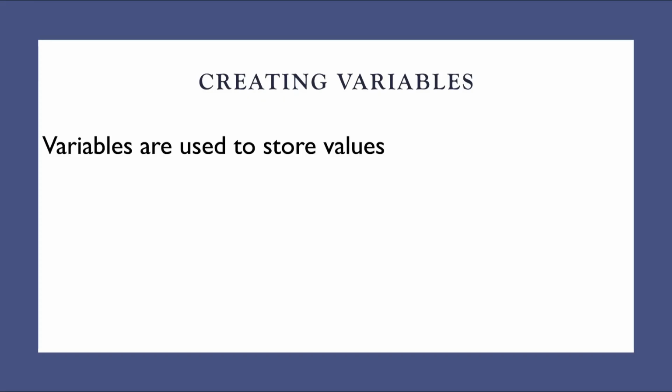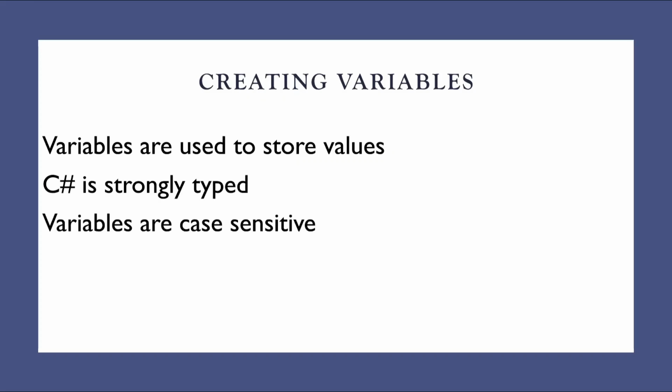Variables are used to store values. What kind of value is to be stored has to be specified by the data type. In our next lecture, we are going to understand that one. That's why C sharp is strongly typed, where before using a variable, you need to declare the variable with the name and the data type specified. C sharp variables are case sensitive. Uppercase and lowercase letters are considered different variables.